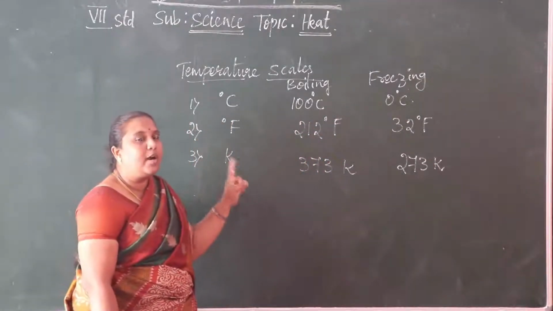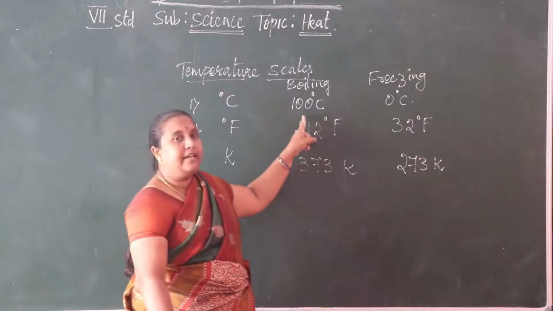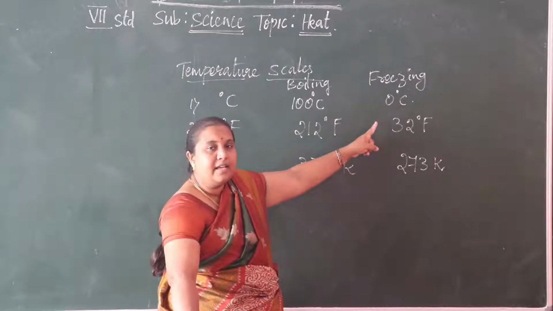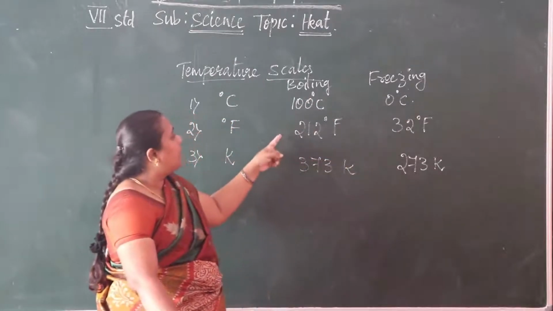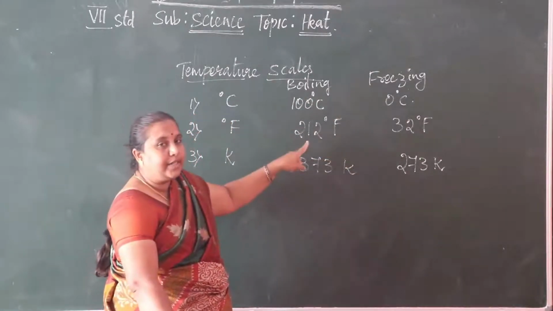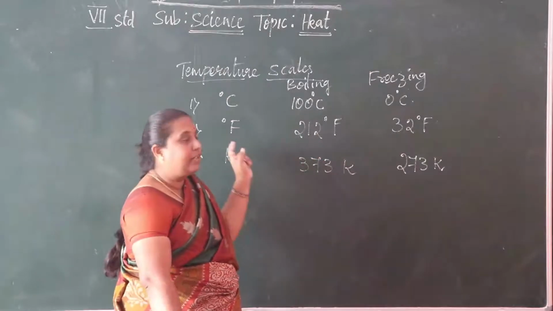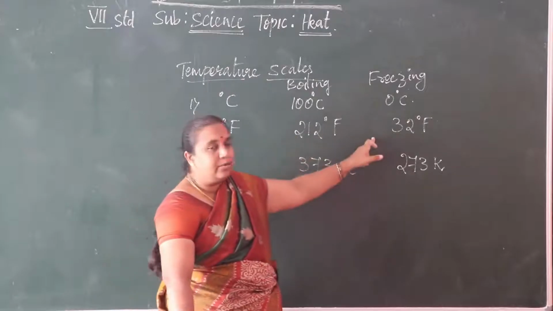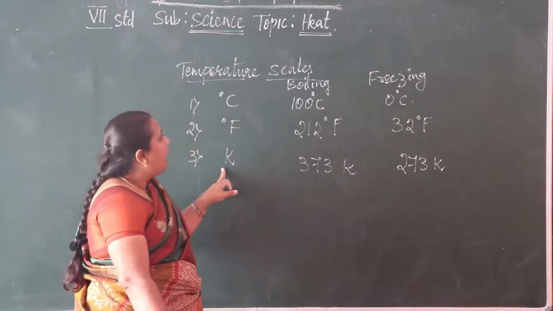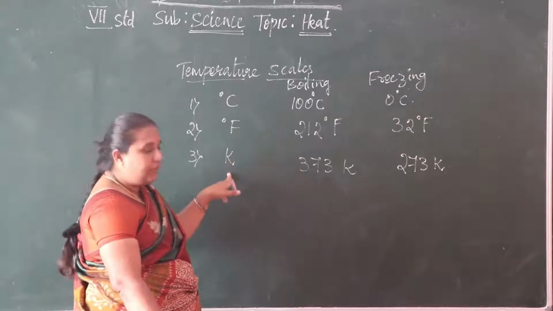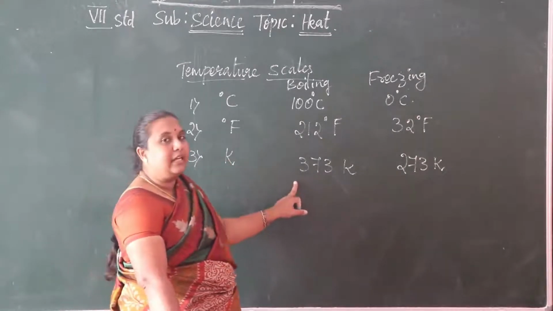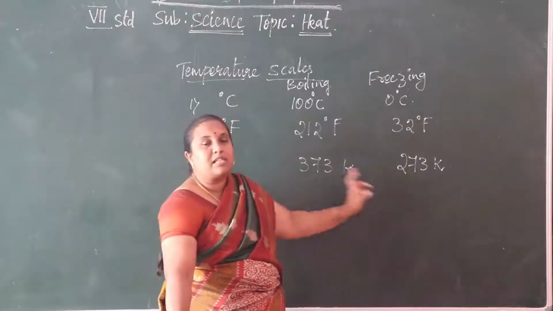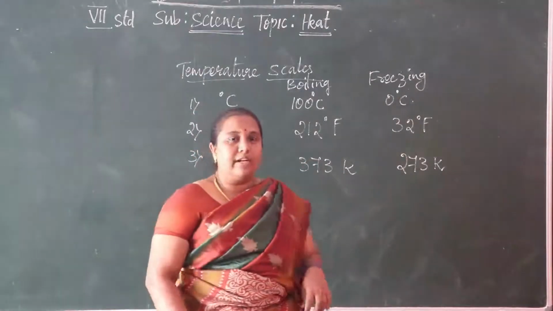Let us read once again. The boiling point of water in the Celsius scale is 100 degree Celsius and the freezing point is 0 degree Celsius. The boiling point of water in the Fahrenheit scale is 212 degree Fahrenheit and the freezing point is 32 degree Fahrenheit. The boiling point of water in the Kelvin scale is 373 Kelvin and the freezing point is 273 Kelvin. Children, understood?